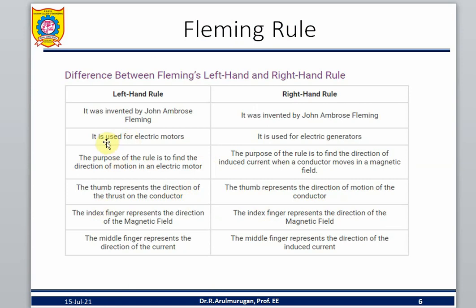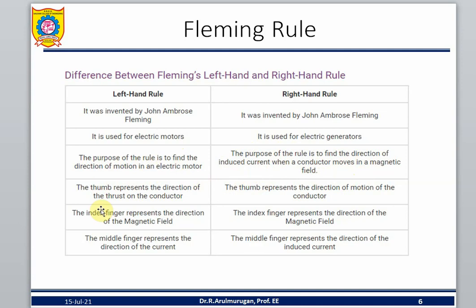Here the left hand rule is used for the electrical motor, and the right hand rule is used for the electrical generator. The purpose of the left hand rule is to find the direction of motion. In an electrical motor, you can change the direction of rotation. The purpose of the right hand rule is to find the direction of the induced current. If you change the direction of rotation, the induced current also changes, when a conductor moves in a magnetic field.